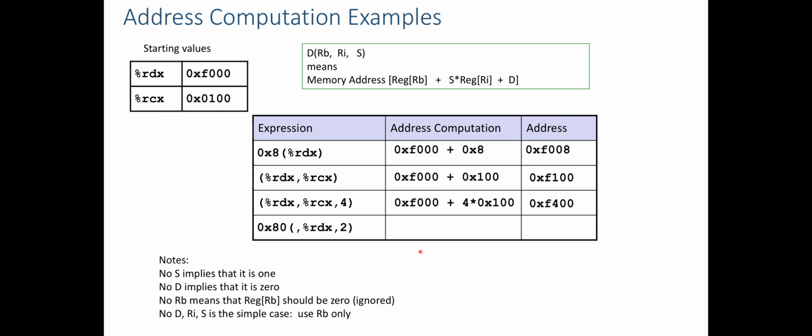So what does that mean? We're going to take what's in RDX and we're going to multiply it by 2, and then we're going to add that displacement that's out front. Now this one's a little bit trickier to do in our heads, but I will just tell you that 2 times F000 turns out to be 1E000. If you want to check that for yourself, you can do that on your own, but you could also take my word for it. So there we have it.